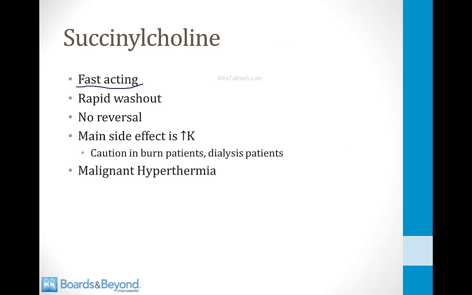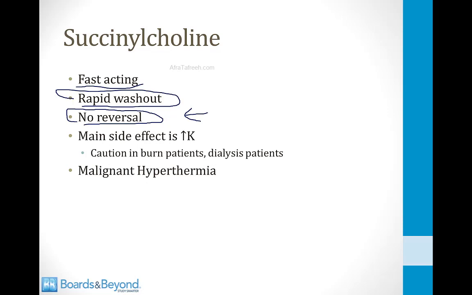Succinylcholine is very fast acting. It has a quick onset of action and then a rapid washout. One very important thing to know is that there's no reversal of the effects of succinylcholine. With the other neuromuscular blocking agents that we'll talk about in a minute, you can administer an acetylcholinesterase inhibitor to flood the synapse with acetylcholine and reverse the effects of the paralytic agent. That is not done with succinylcholine. The reason is because during that phase 1 depolarizing block, succinylcholine is bound to the receptor sites, and flooding the synapse with more acetylcholine will not help.